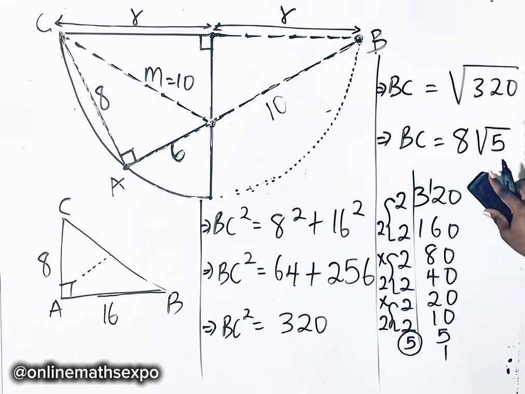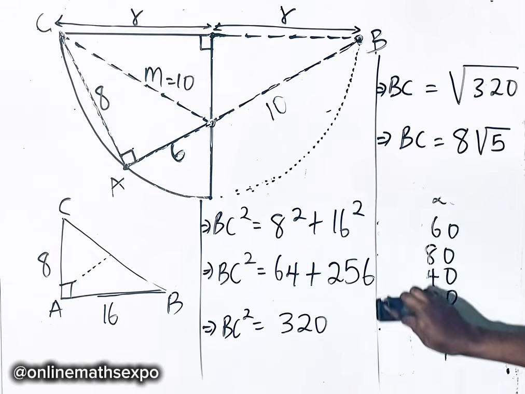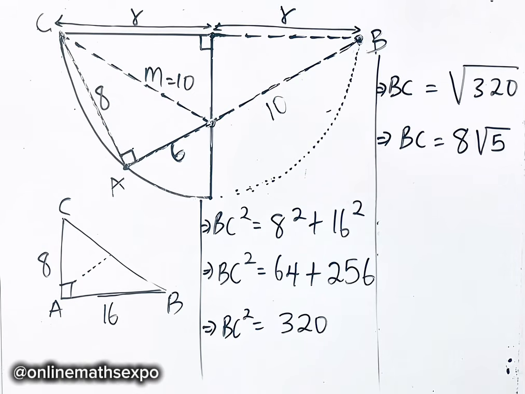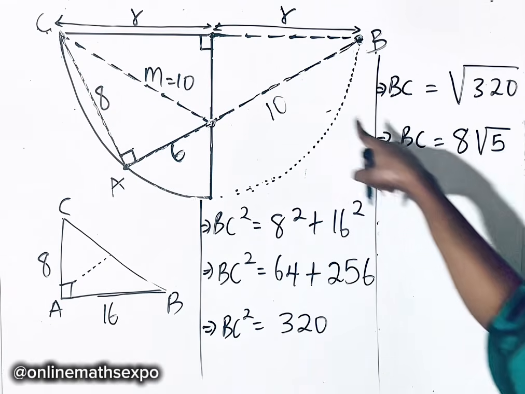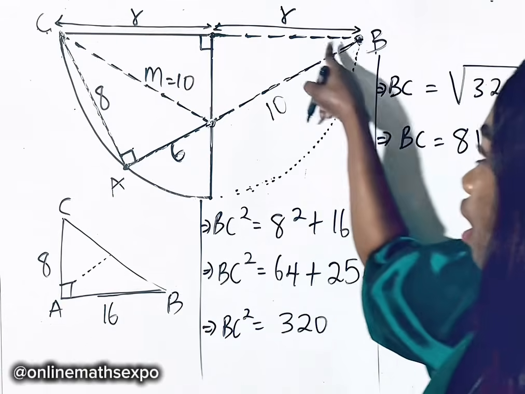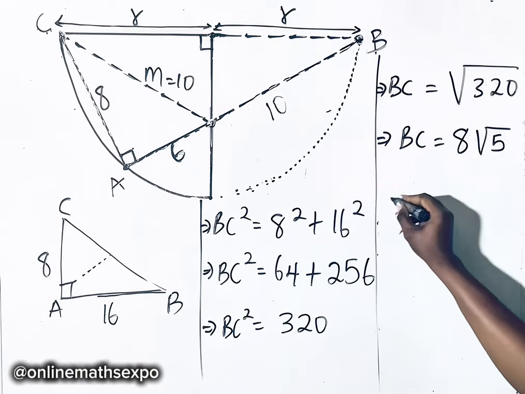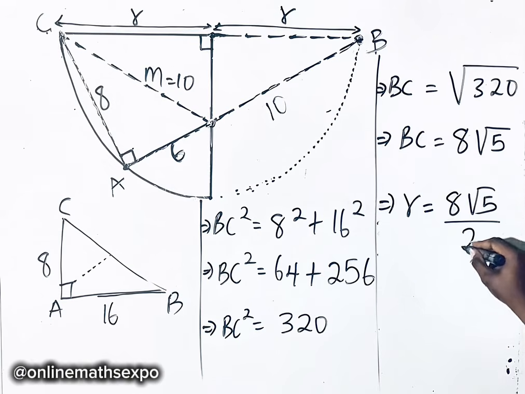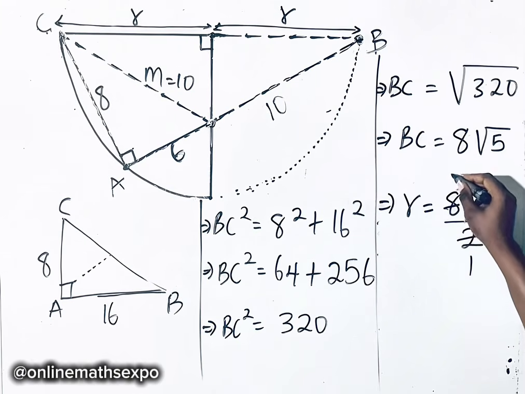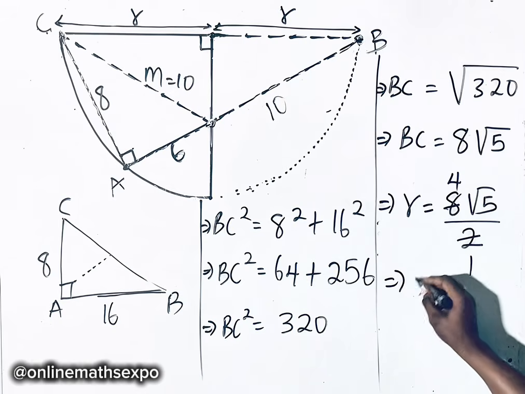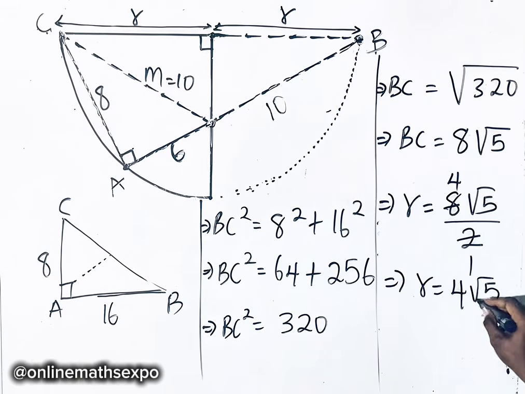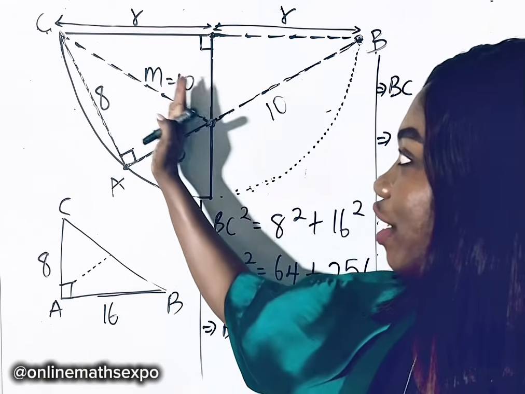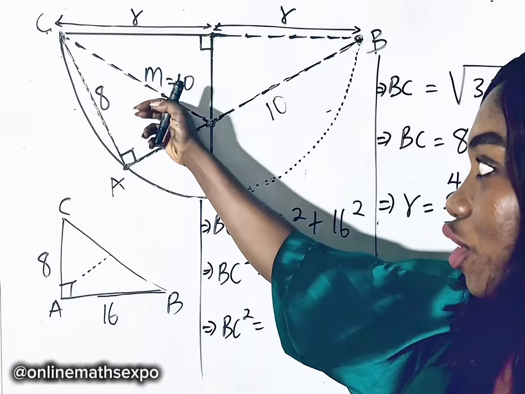Now that we have found the value of BC, we can now find the radius, because from here to here is this 8 root 5. So to find the radius, since the two lengths are equal, it's just for you to divide this by 2. So it means that the radius will be 8 root 5 divided by 2. 2 in 8 gives you 4. So the radius is 4 root 5. Now that we have found the radius, we can now go back to find the area of the quarter circle, just the quarter circle.